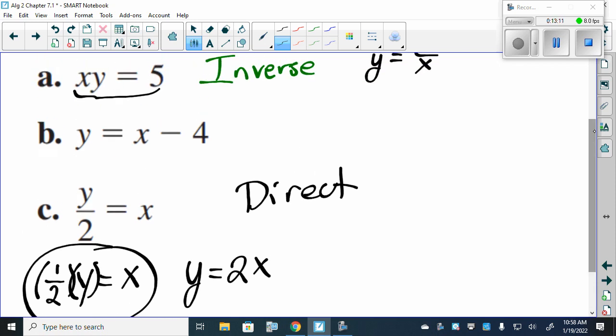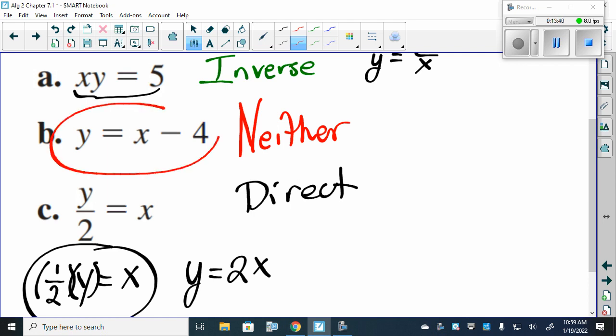Let's look back at letter B. What do we think about this one here? Direct, inverse, or neither? It is neither. And the two big giveaways, one of them is the x minus 4.